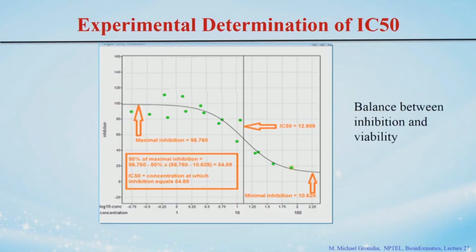I will show you how to get this one. So, here this is the curve, here the x axis is the concentration and the y axis is the inhibition.